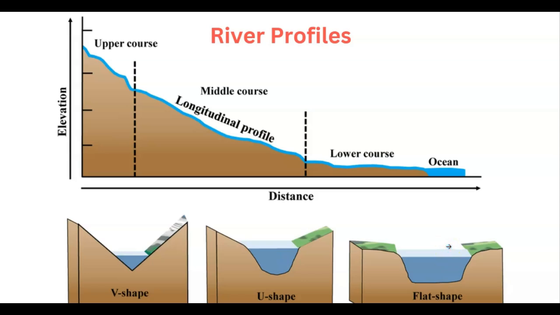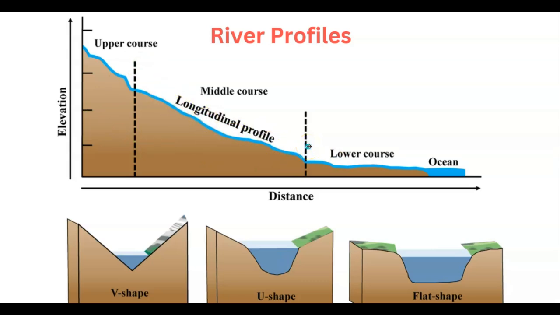The gradient of a river is usually steeper where it rises and gets flatter as the river flows to the sea. In theory, the longitudinal profile of a river is concave in shape. So in theory, it should look something like this. In reality, there are many changes in gradient along the course of a river, so a river will never have a smooth concave profile.